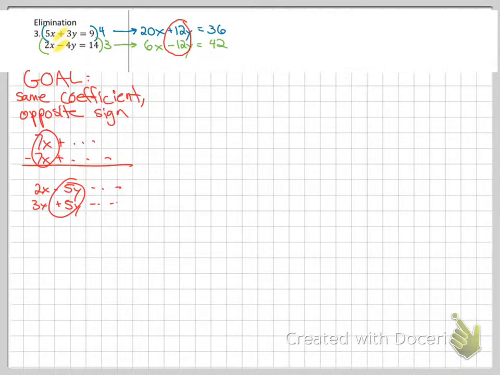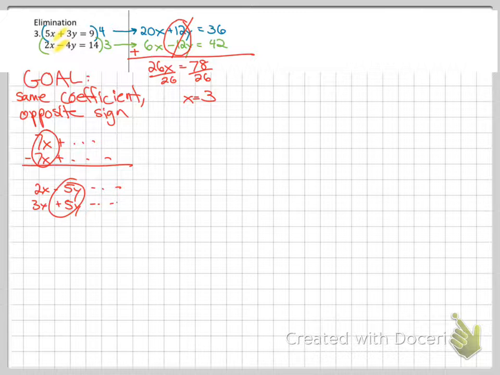Elimination is sometimes called the addition method because now we add these two equations together, 26x. These ones cross out, that's why it was our goal. Add the other two together, and now you have one variable. Divide to get the answer to that one variable. And now we know x.